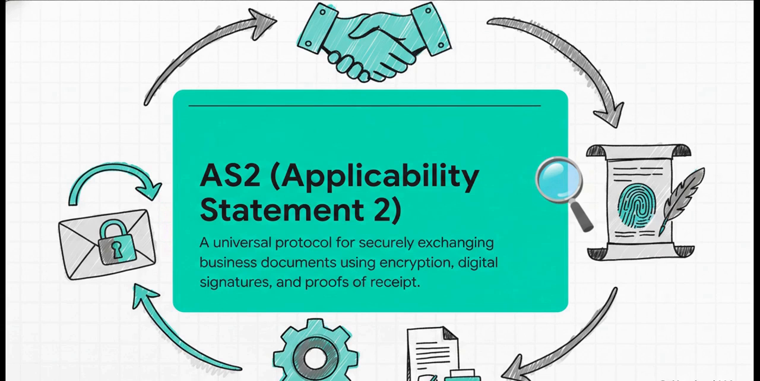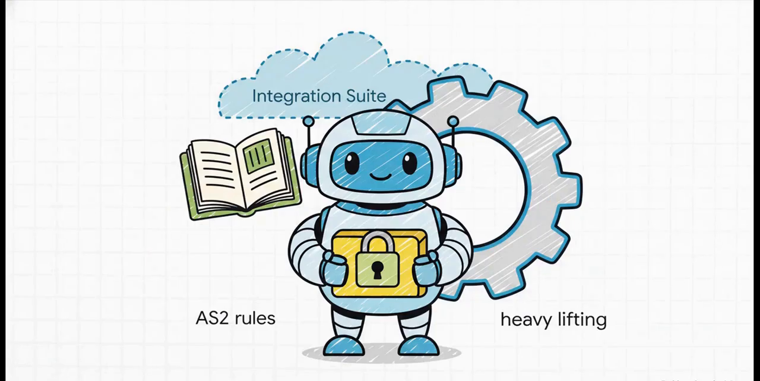And it guarantees three absolutely critical things. Your message is secret, thanks to encryption. It's verifiably from you using digital signatures, and you get proof that it was received. So the big question is, how does a company using SAP actually follow this AS2 rulebook? Well, that is where our star player comes in, the SAP AS2 adapter. It's the specific tool inside the SAP Integration Suite that does all the heavy lifting. It acts like a specialized courier that packages and delivers all these documents according to those very strict AS2 rules.